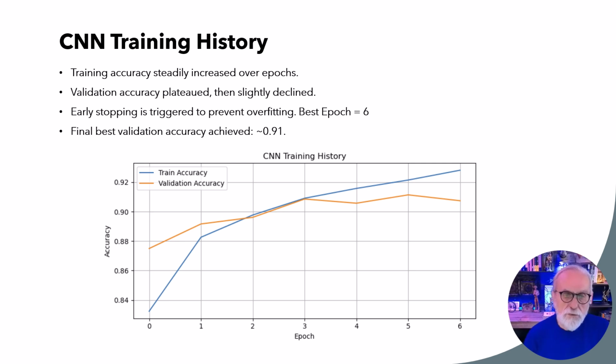This graph shows the training and validation accuracy trends over epochs for the CNN model, and as you can see, training accuracy kept improving steadily until it achieves the best validation accuracy at approximately 91%. However, validation accuracy plateaued around the 3rd to 4th epoch and then slightly declined after that. Thanks to early stopping, the training was automatically halted once the model's validation performance stopped improving.